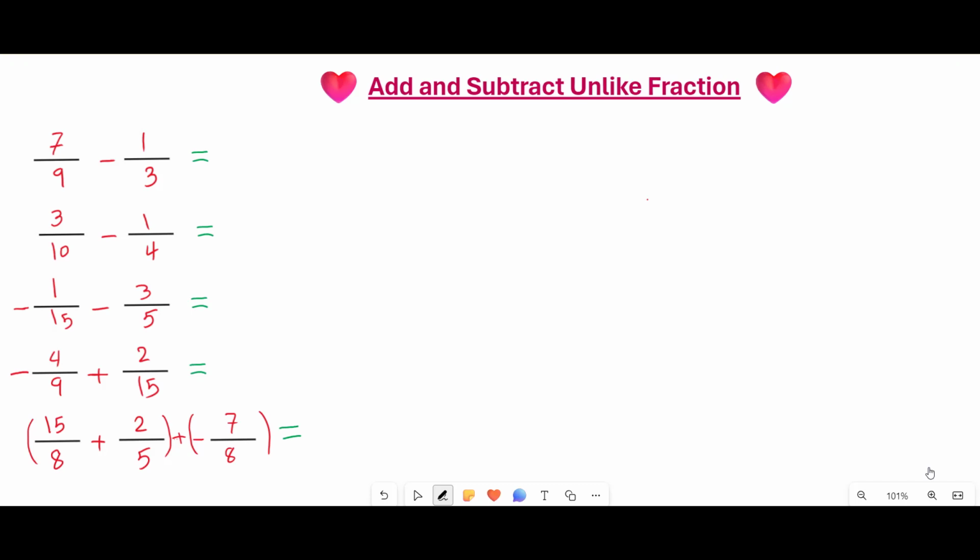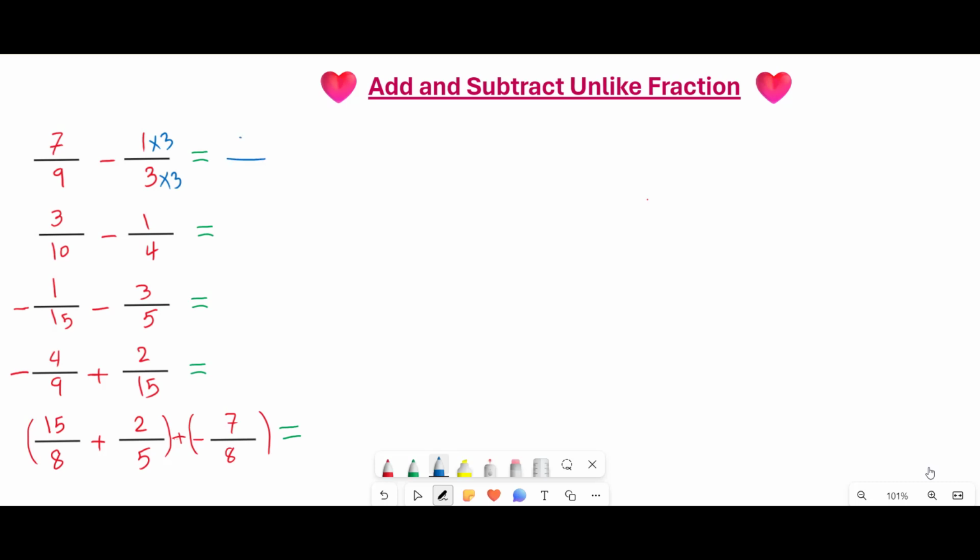Okay, let's solve these questions. 7 over 9 minus 1 over 3. Denominator same? No, it's not same. Then what should we do here? Check first if you can make 3 be 9. Yes, multiply by 3, multiply by 3.